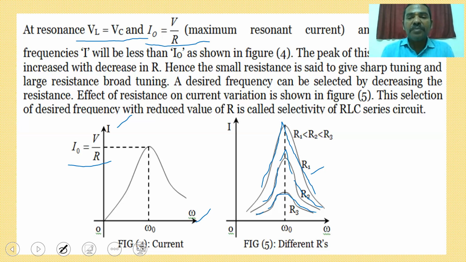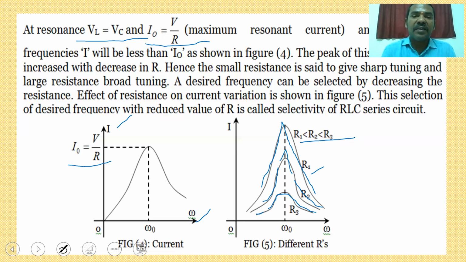You are getting a pass band. This is the selectivity property of the resistance: for any electrical network under resonating condition, if the resistance is very low, you can get a very narrow pass band of the current, and if the resistance is very high, you can get a wide pass band of the currents. So this is the condition you are getting with respect to R1 less than R2, less than R3.